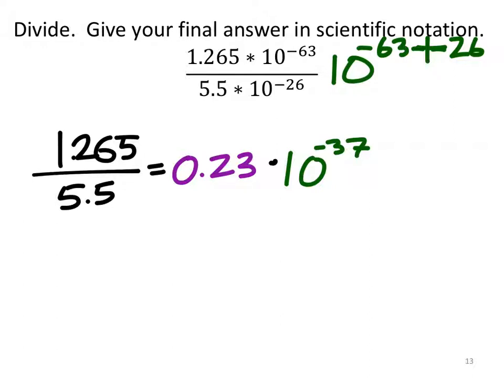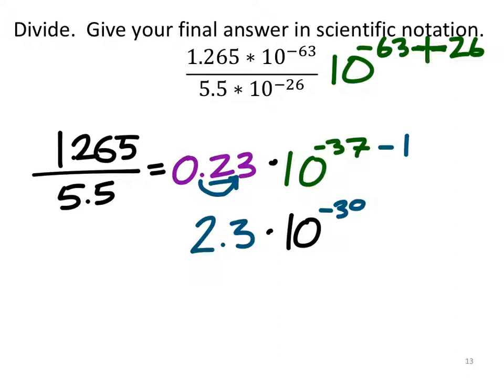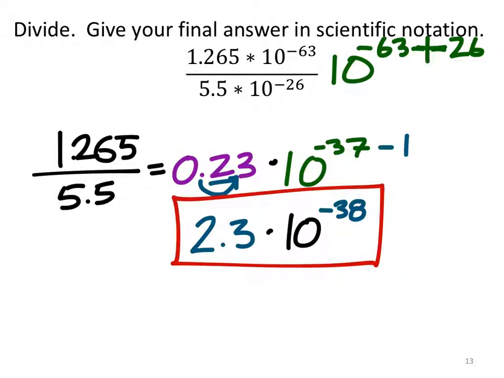I don't want the 0 there in the ones position. I need the 2 to be there, which means I'm going to move the decimal to the right one place and make this 2.3. It'll be multiplied by the same base 10, but since I made that small decimal value a bigger 2.3, I'm going to have to subtract 1 from the exponent. So negative 37 minus 1 would be negative 38. And that right there would be my final answer for this one.